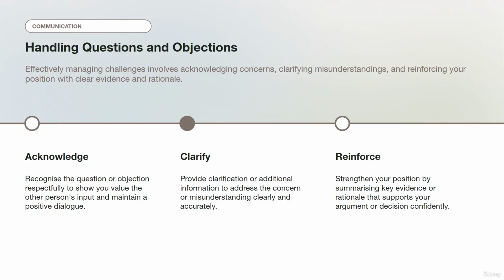So, did the person misunderstand? In which case you might have to paraphrase things you said before. Or are they searching for more information? In which case you're going to have to hopefully be in the position to provide that information. You strengthen your position by summarizing key evidence or rationale that supports your argument or decision confidently.